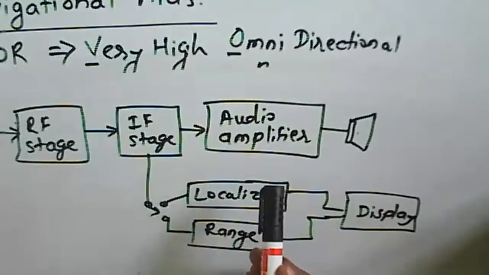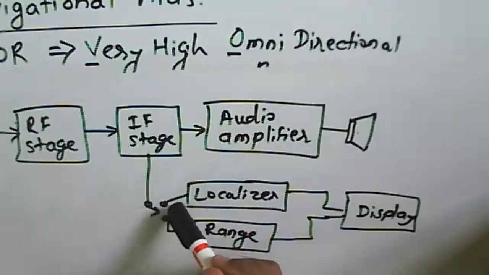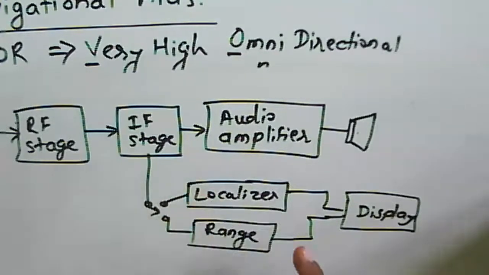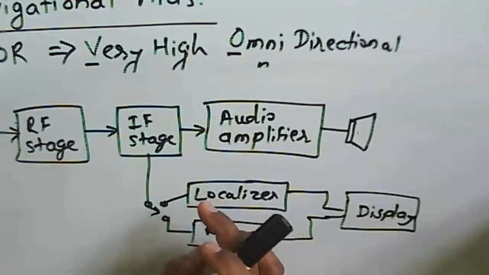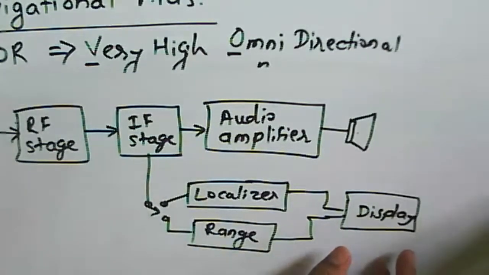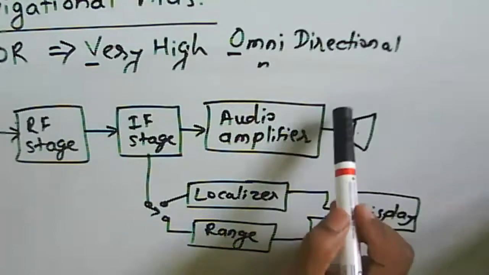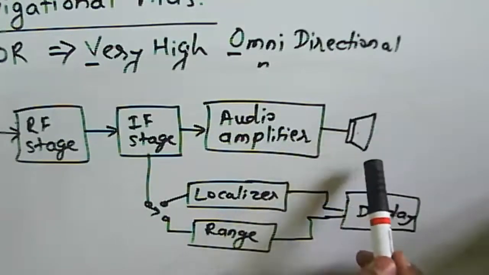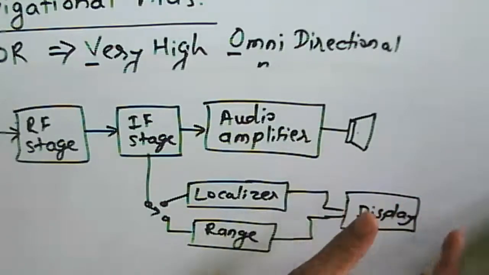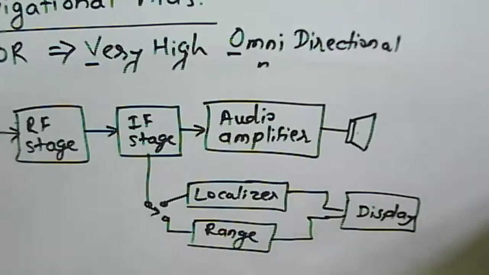Then we have an audio amplifier there. Then there is a change switch here we can consider, and that change switch is useful for switching the location as well as the range, and that will be displayed on the display device. And here is one speaker, where the audio signal is to be heard. So on a display device, the range and the location will be indicated on the display there.